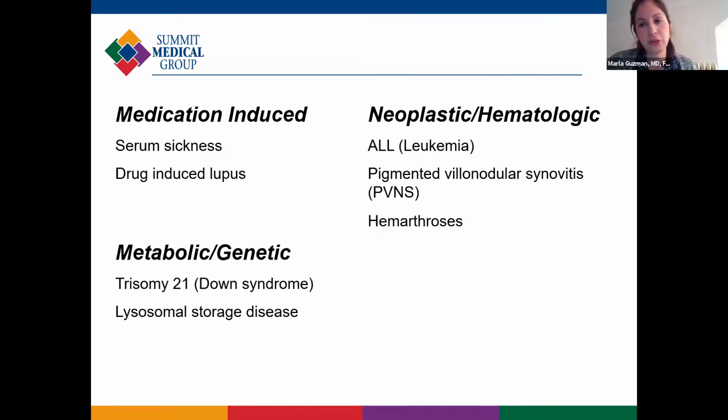So if a child has drug-induced lupus, what I usually do is take a history of what medications the child is on. If I'm concerned for drug-induced lupus, I check for a specific antibody that can be associated with it, called histone antibody. And if that's positive, that usually gives me my answer. The treatment is just taking the child off of the medication. It may take a couple of weeks for the child to feel better, but it resolves once they're off of the medication.